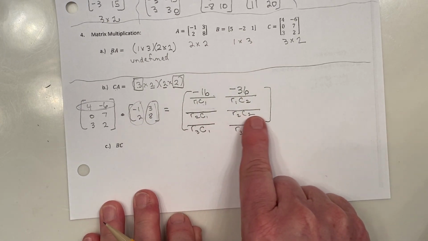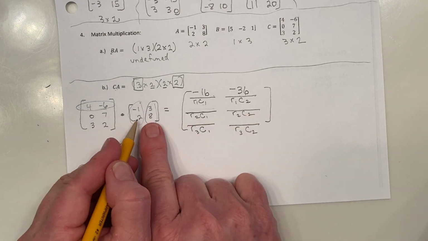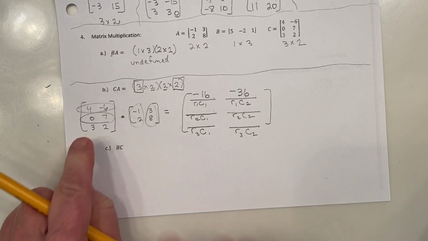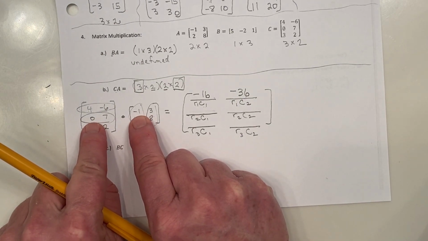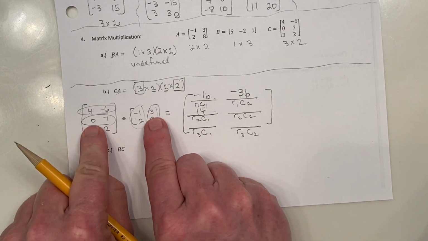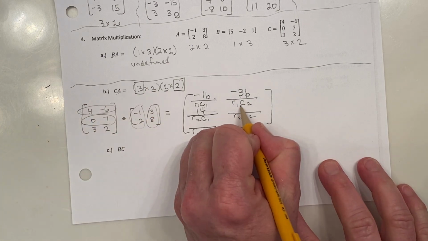So what about getting these answers? Well, I've got to drop down to row 2 and multiply it by each of the columns in the second matrix. So now I'm going to take the second row and multiply it by each of these columns. And there's that nice 0. So multiply 0 times -1, that's 0, plus 14, which is 14. 0 times 3, 0, plus that product is 56.